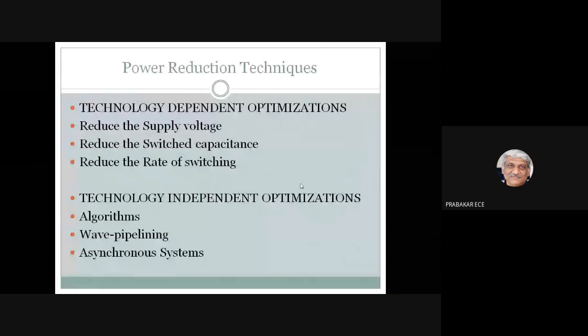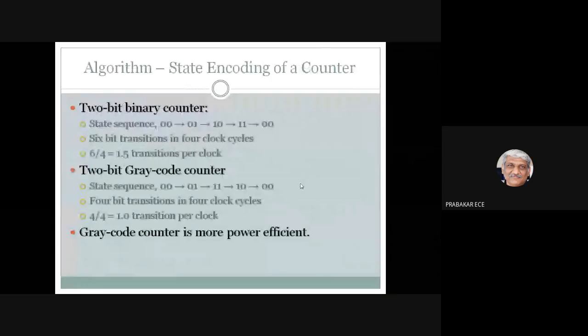So this is one simple example of how we can reduce the power consumption using an algorithm. We will assume we have a counter. If you go for a 2-bit counter, the normal counting sequence will be 00, 01, 10, 11, and again it comes back to 00. So for 4 clock cycles, the number of bit transitions is 6. So per clock, there are 1.5 bit transitions.